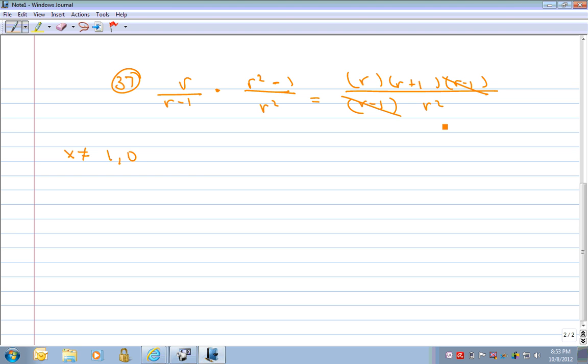Alright, and then what's going to happen? We have an r and an r squared, so that r can go out, and this square would just become a 1. So you end up with... can't read my own writing. You end up with r plus 1 over r, r plus 1 over r with that restriction of 0 and 1.